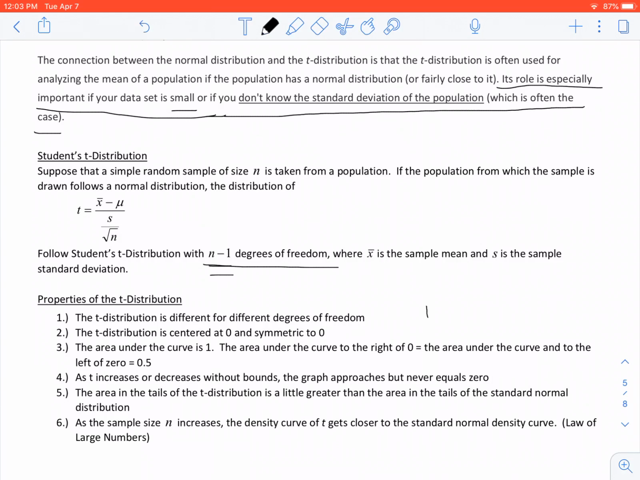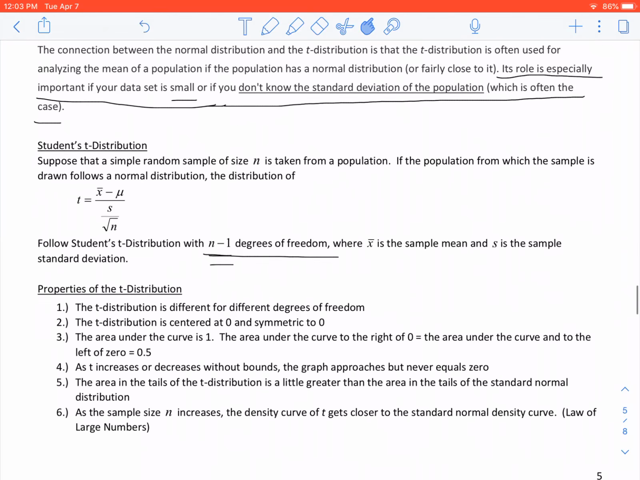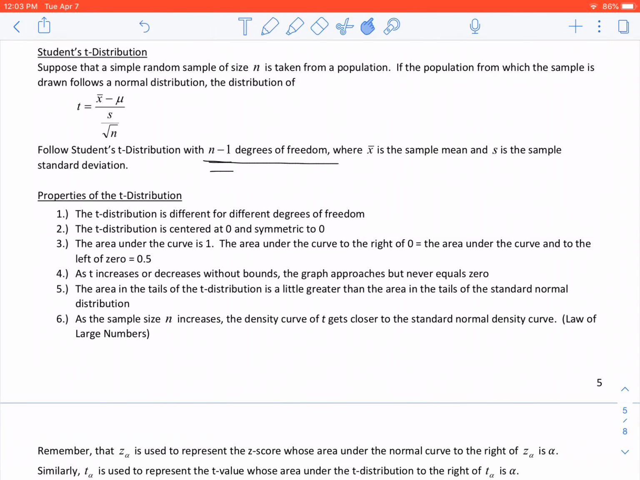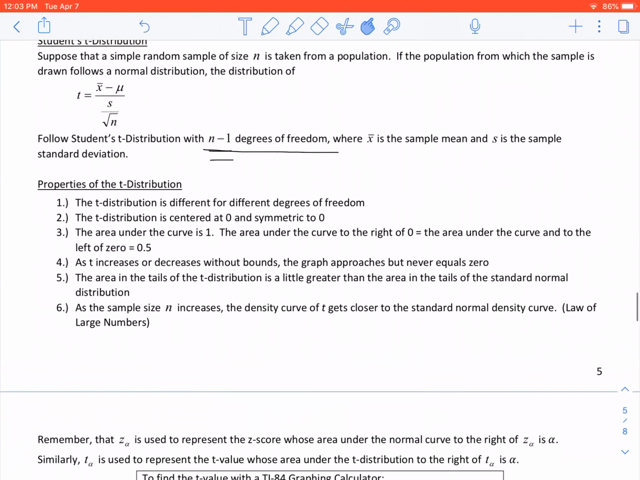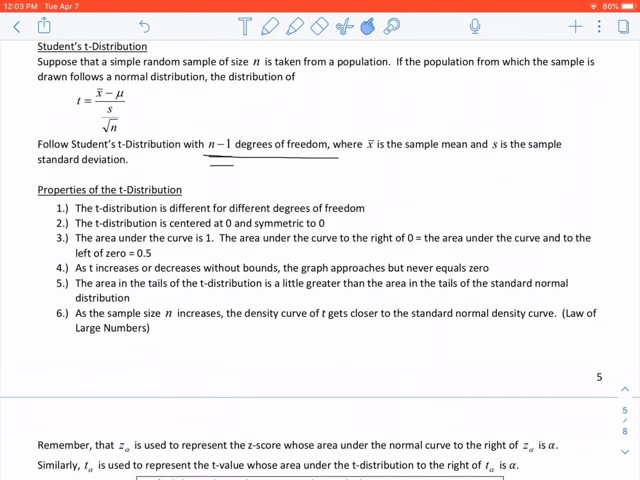So just quickly, there are some properties right below that talk about the t distribution. Properties of the t distribution: the t distribution is different for different degrees of freedom, depending on the size of your sample. It is symmetric about 0, and it's centered at 0, so it's like the z, our standard normal. The area under the curve is 1, and it's split, half on the left and half on the right of the mean. As t increases or decreases without bound, the curve approaches 0 but never equals it.